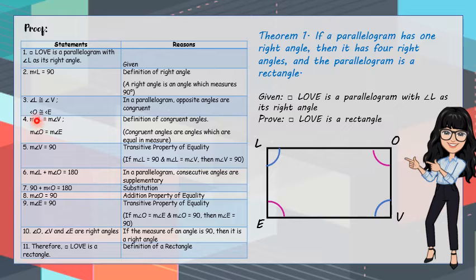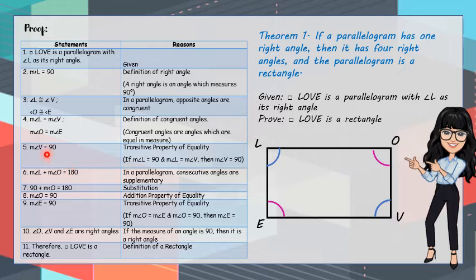And likewise, if angle O is congruent to angle E, then we say measure angle O is equal to measure angle E. And that is because of the definition of congruent angles. The definition of congruent angles are angles which are equal in measure, or, of course, if two angles measure the same or equal, then they will be congruent angles.